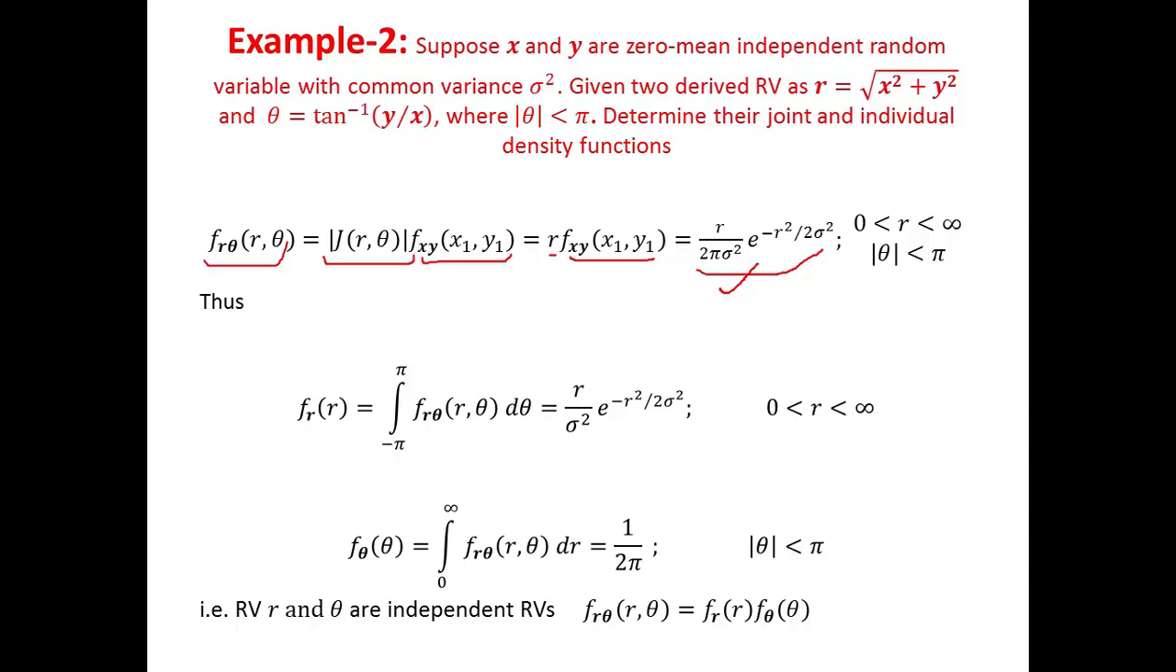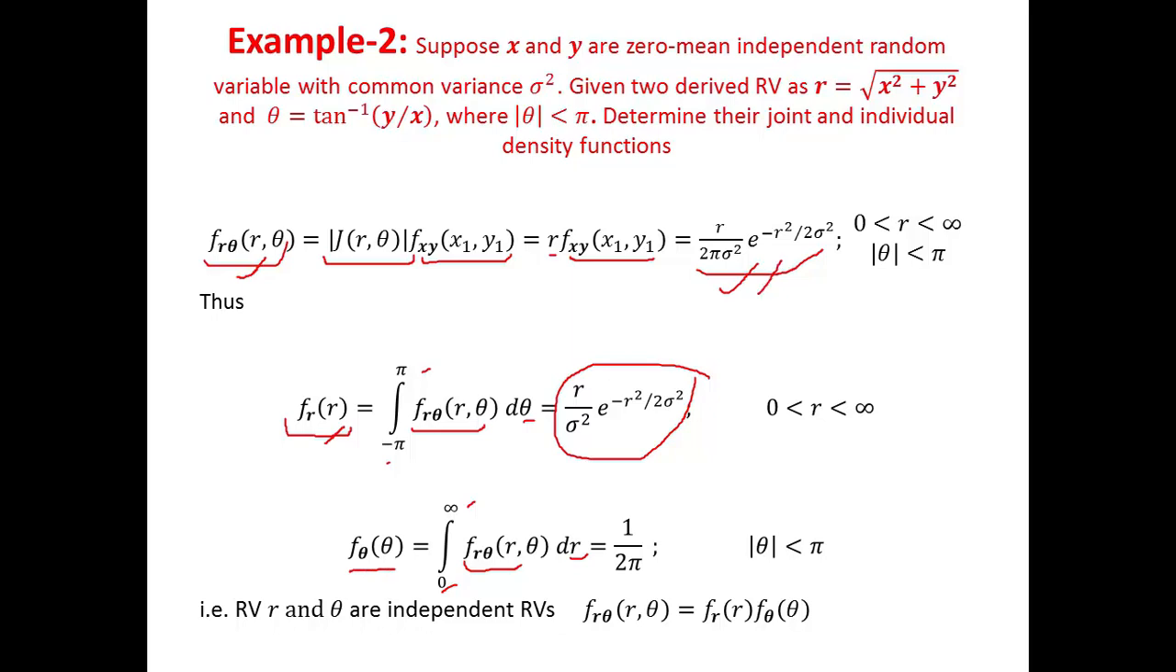From this joint density function we can get the individual density function f_R(r) if we integrate this joint density function with respect to theta over its entire range, that is, integration of the joint density function with respect to theta from minus pi to pi. We will get this expression as the individual density function of the random variable r. Similarly, if we integrate the joint density with respect to r over its range, that is 0 to infinity, we will get f_Theta(theta) equals 1 by 2 pi.